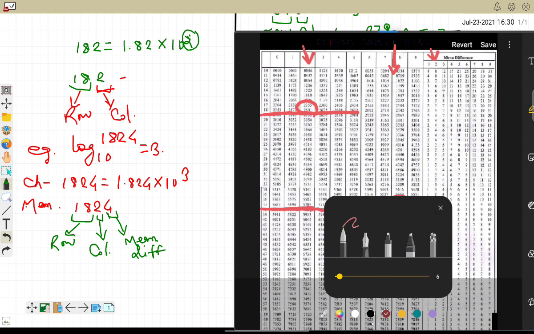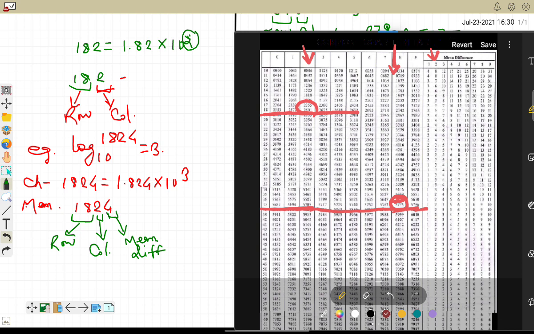Actually we are facing some issue. Okay, so check in this part. So first, 1824. First take the 18th row. So this one is the 18th row. So go for the 18th row in this way. Okay, we take the 18th row, there is no proper line there.